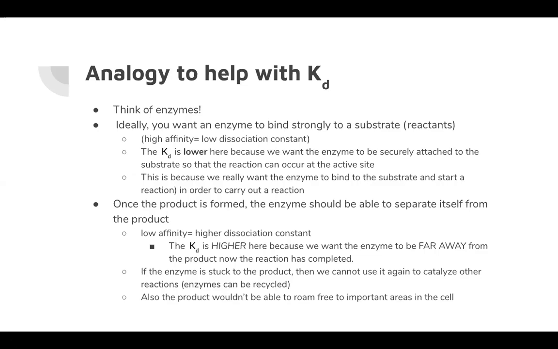So you want that number to be a lot higher because you want the enzyme to be far away and you want it to completely dissociate. This is important for enzymes because enzymes have to be used again. If it's stuck to the product, then we can't use it again for other reactions. So this is just something I put in here to help with figuring out the relationship between Kd and affinity. Does anybody have any questions?